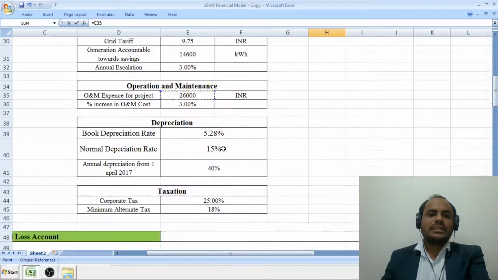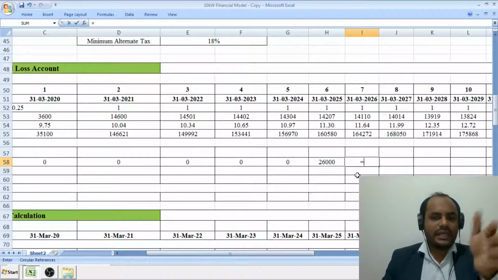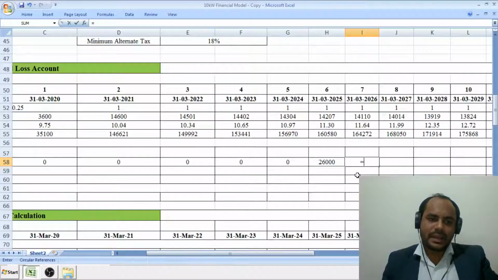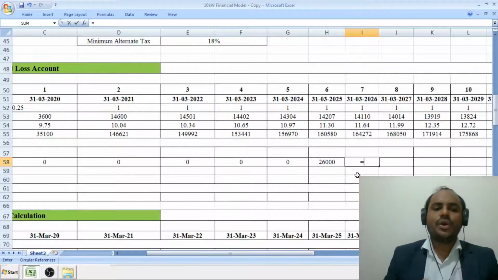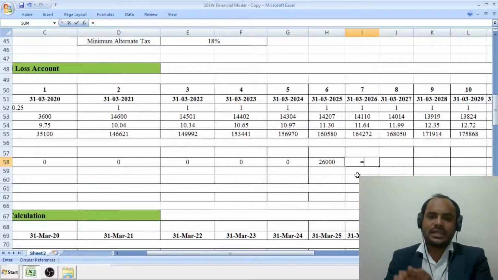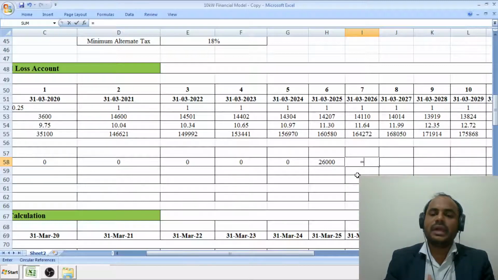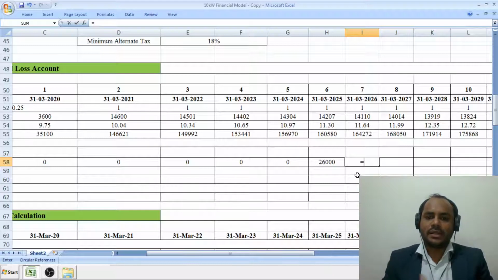Select this particular cell and enter. Every year there is a hike in the price of operation and maintenance, or we can say there is an escalation in the prices of the operation and maintenance objects that we were selecting. That is why we have to consider the 3% hike parameter up to the 25 years of the span.